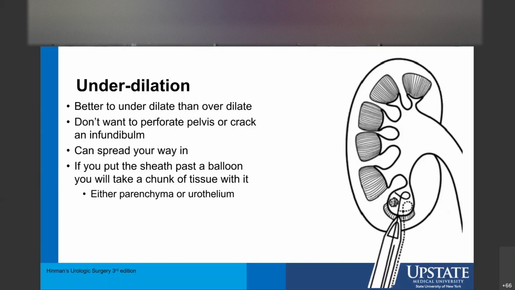So I would prefer to partially dilate the renal parenchyma, instead making sure that the fascia and the connective tissues are dilated, and then use a rigid grasper to spread my way in. We also need to be careful not to place the sheath too far. Here you see a simulated sheath that, if placed too far past the balloon, would take a chunk of parenchyma with it and can lead to bleeding. If you put the sheath even further, you instead take a chunk of that collecting system, which is also not a satisfactory outcome.